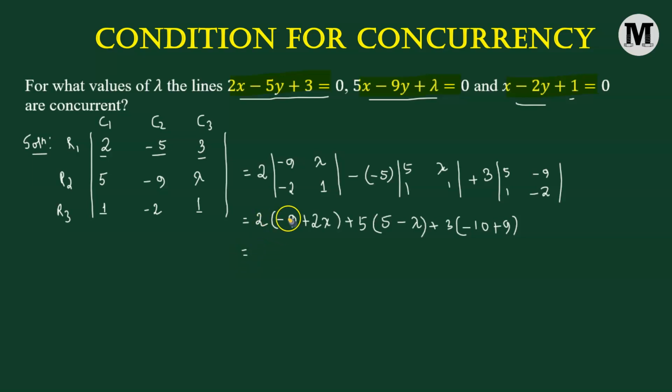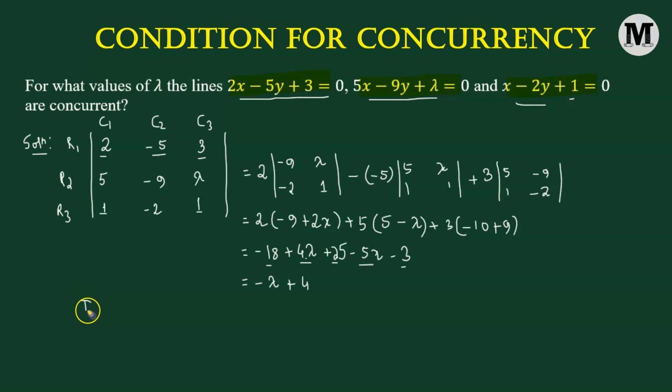So let's further expand. 2 times negative 9 is negative 18, added to 2 times 2 lambda, that's 4 lambda, plus 5 times 5 minus lambda makes it 25 minus 5 lambda. Then we have negative 10 plus 9, so that's negative 1. Negative 1 multiplied by positive 3 makes it negative 3. So we have 4 lambda and negative 5 lambda, which makes it negative lambda. Then 25 minus 18 minus 3 is simply positive 4. So the determinant comes out to be negative lambda plus 4.